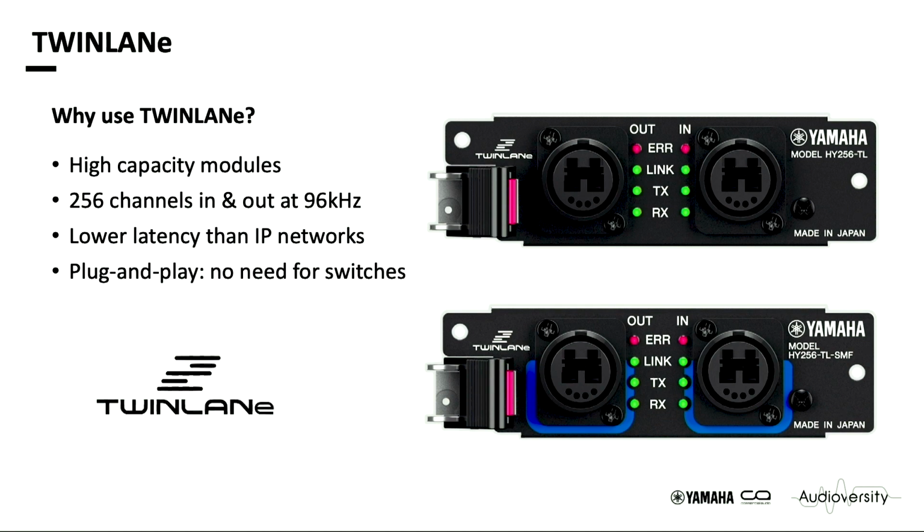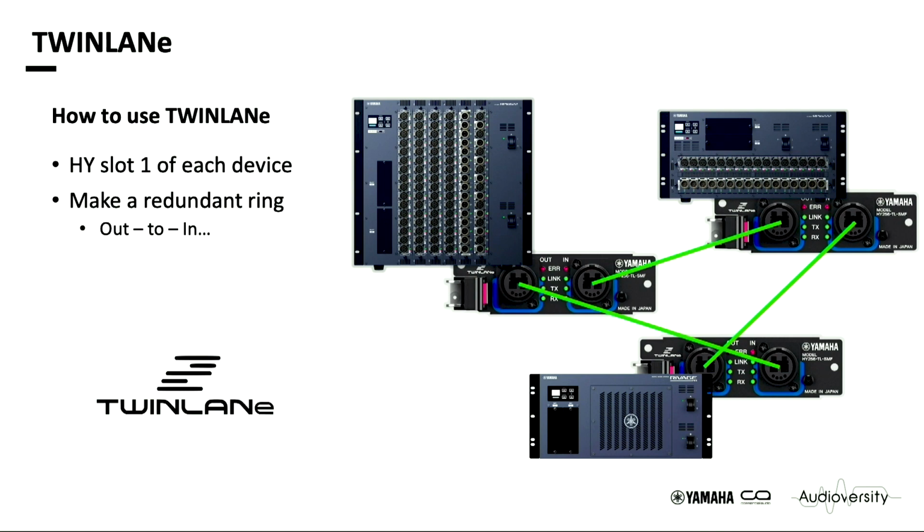Let me show you how to connect. Like the console network, TWINLAne uses a redundant ring. So you connect from out to in for every device. Then you choose either a single mode TWINLAne card or a multi-mode TWINLAne card to put in every device, and you put them into HY slot number 1. HY slots are the new high-capacity networking card slots that you find in RIVAGE systems. So make a redundant ring.